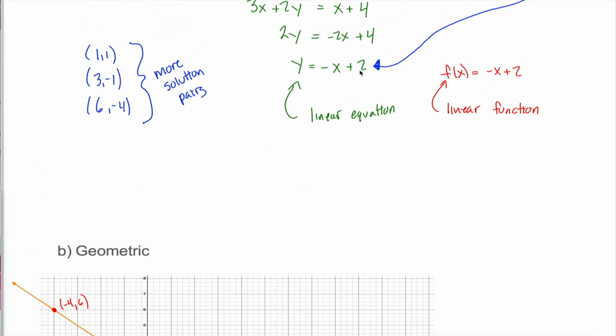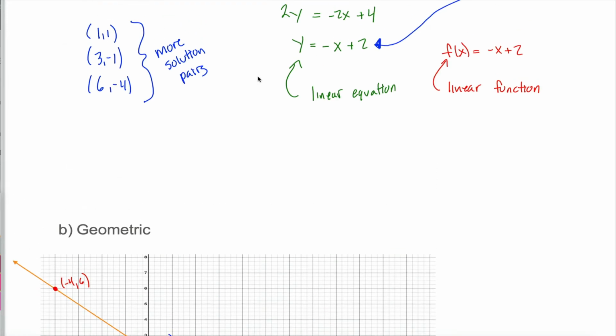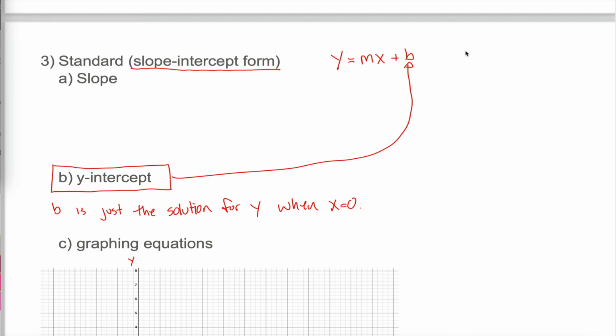We saw that up above, right? In this form, the value of b is equal to 2. And note that if you look at my graph right here, it goes through this point 0, 2. It intersects the y-axis at a height of 2 because the value of b in y equals mx plus b is equal to 2.